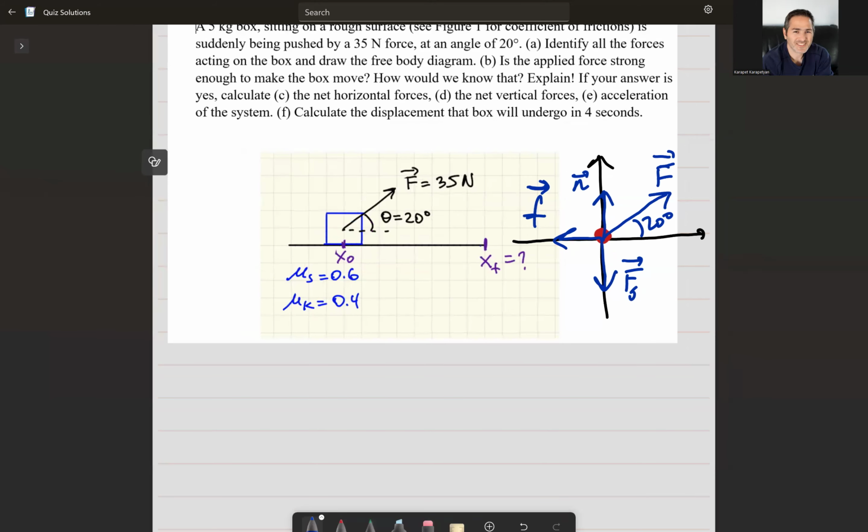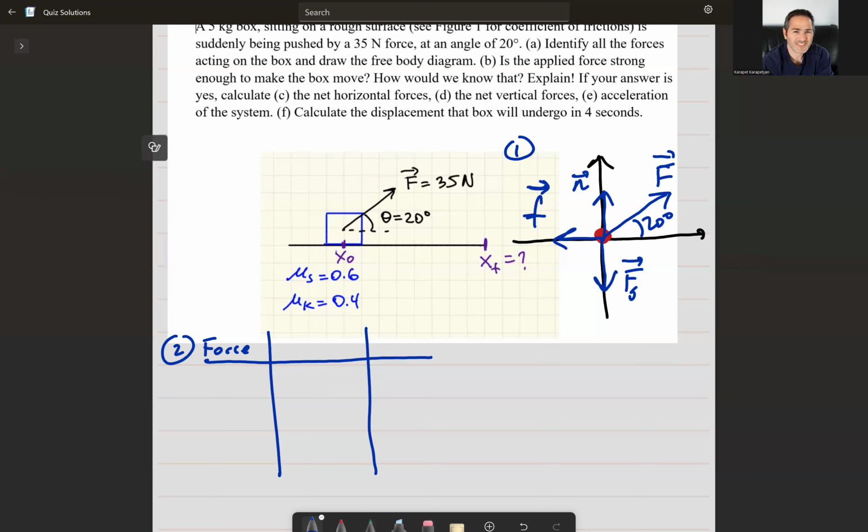Now, the next question is, is the applied force strong enough to make the box move? Okay, now, what we know here is this, right? So if I consider this to be step one, then step two will be the table. It will allow me to see what I have in the x direction as a net force, and if that net force in the x direction is strong enough to basically overcome the friction force.